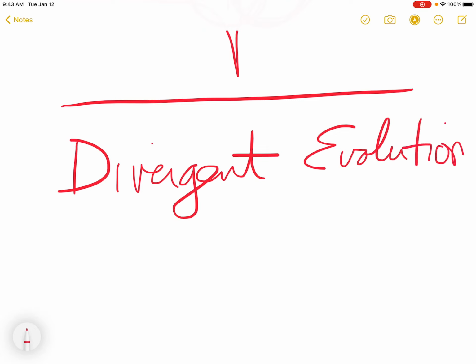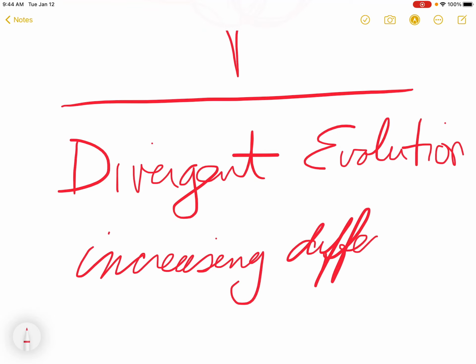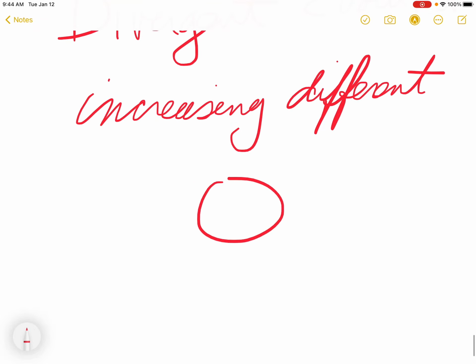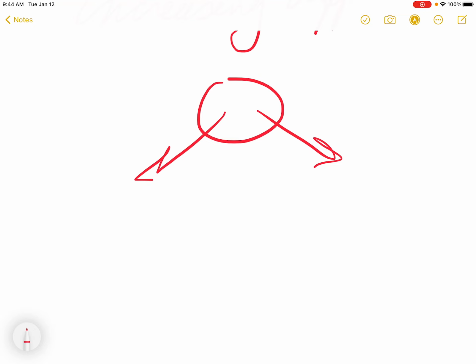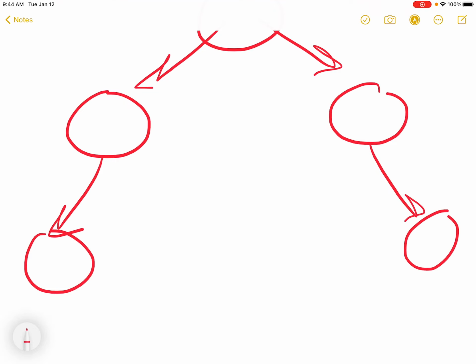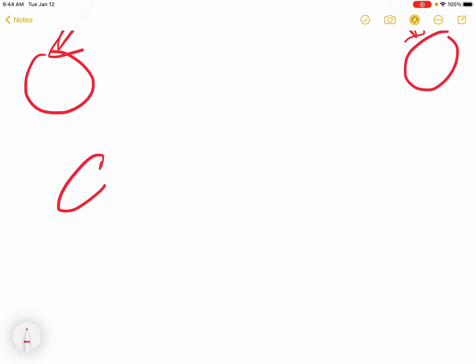And this is simply a definition where species diverge and become increasingly distinct. They get different from each other, increasingly different. So a single species might begin to evolve, because of all these things we've talked about, into two species. And as they evolve, they are becoming more and more different. In each generation, they get more and more different, diverging.